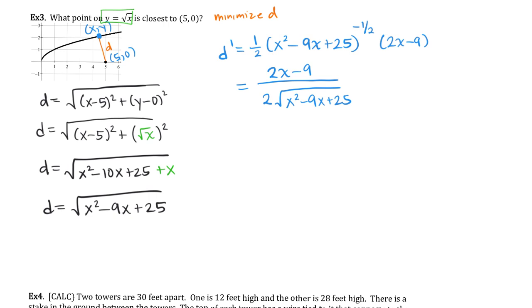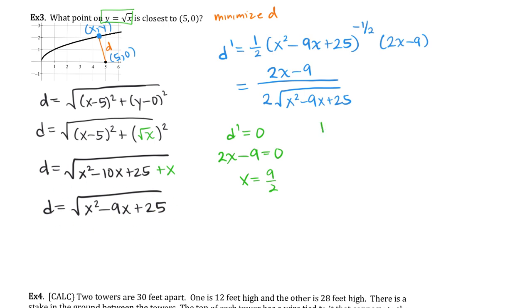Okay, so now I need to set this equal to 0, and I need to figure out when it doesn't exist so I can find the critical numbers. Okay, if I set d prime equal to 0, the bottom's going to cancel, so it's really just the top equaling 0, which means x equals 9/2. That's my first critical number. If I look at the equation, as long as this is positive, it's going to work out. I'm pretty sure it's positive.